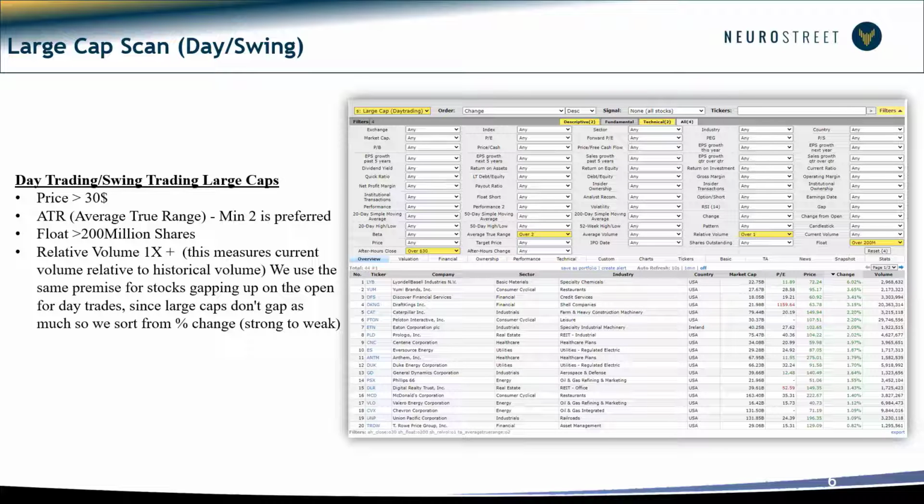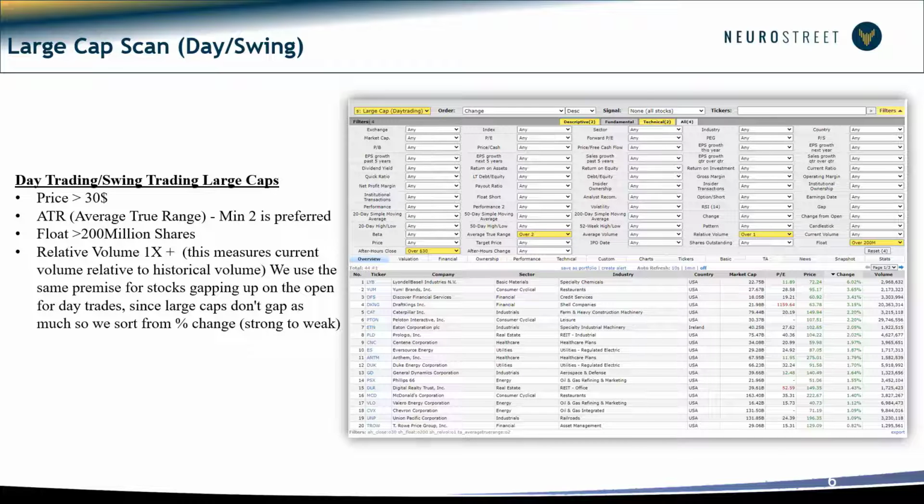We want to see abnormal volume for these stocks because these stocks are very, very liquid. So we need to see that there's a serious amount of new participation coming in with a lot of range, because it's what we need in these types of environments, okay? And we use the same premise for stocks gapping up on the open for day trades. Since large caps don't gap as much, we would like to sort from percentage change to weakness, right?